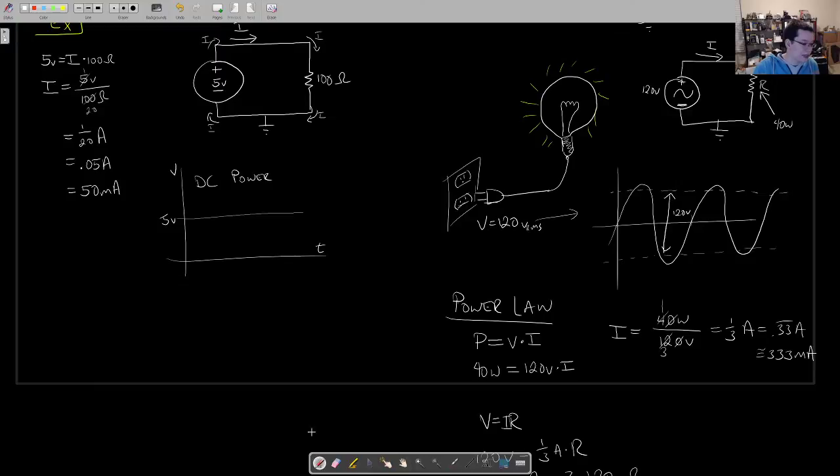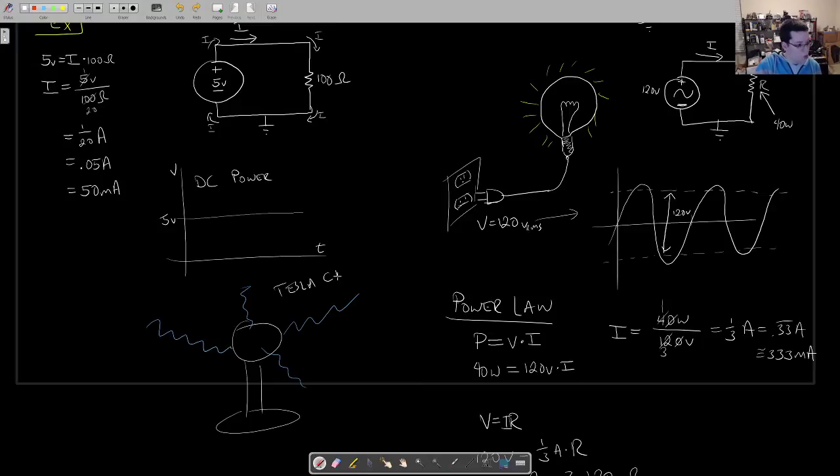When you see Tesla coils and stuff, lightning, if you see lightning bolts, that means you have a high voltage, which is a lot of potential. It's a high potential difference.